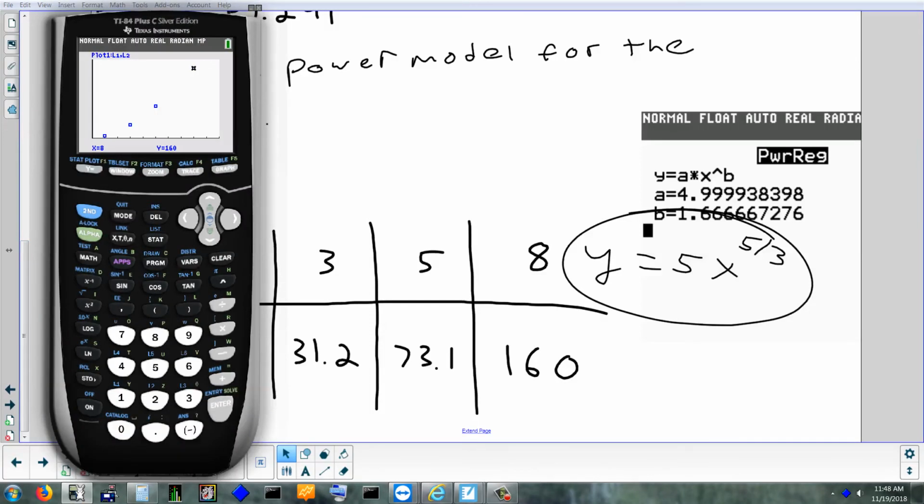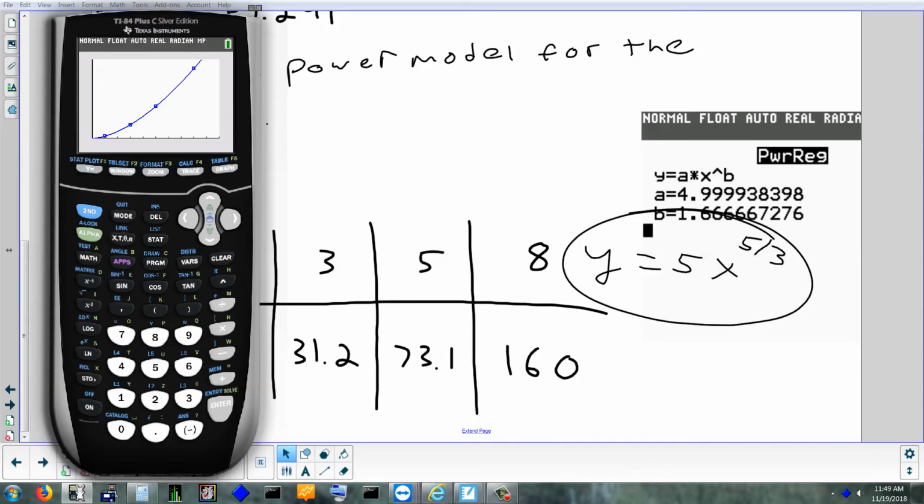Now, I want to type this in and see how closely it goes through those points. So if you go to y equals, type in that equation. 5x to the 5/3. Okay, it's still going to leave the dots in the background. It's just going to put a curve right in front of them. And you can see that that curve is pretty good. In fact, it's pretty much perfect. Goes right through the points.